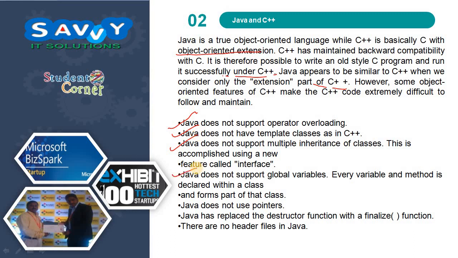Java does not support global variables. Every variable and method is declared within a class and forms part of that class. Java does not use pointers. Java has replaced the destructor function with a finalize function. There are no header files in Java.